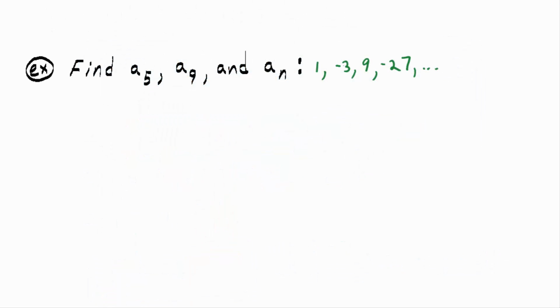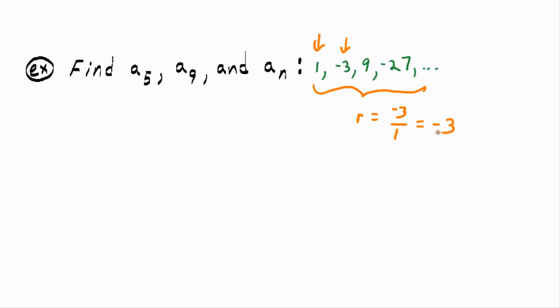Okay, so in this example, we want to find A5, A9, and AN, and you don't have to go in that order. But let's say we wanted A5. Would it be that hard to find A5 recursively? So you'd want to identify R first, the common ratio. So look, here's the sequence. 1, -3, 9, -27, dot, dot, dot. What would R be? Yeah, you could take the second term and divide by the first term, or any term, as long as it's not the first term, and divide by the previous term, and you'll get -3.